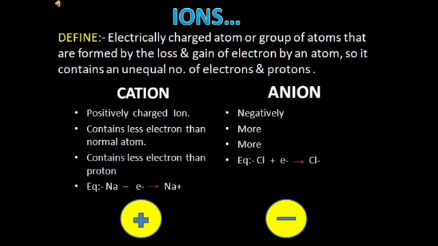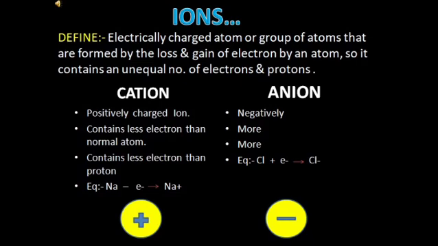What are ions? They are electrically charged atoms or groups of atoms that are formed by either loss or gain of the electron of an atom. So it also contains an unequal number of electrons and protons. Now there are two types of ions, cation and anion. An important point to be noted is that the atom which will lose electron will become positive and an atom which will gain electron will become negative.